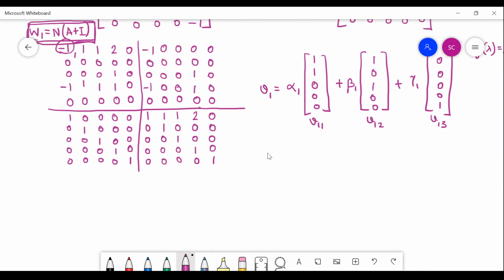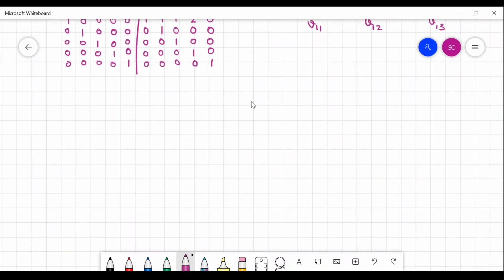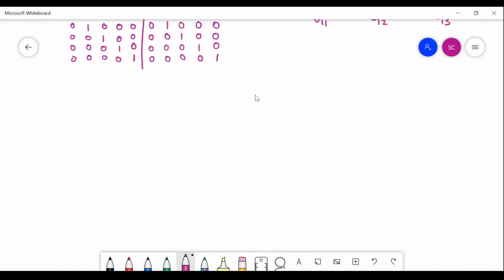So we find the higher eigenspaces. We find A plus I squared. So you do A plus I squared, and I do it in short actually.